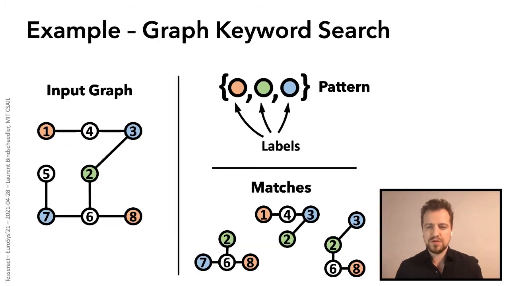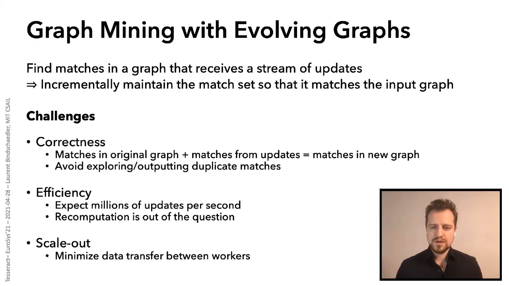So here's an example of a graph mining application called graph keyword search. Our goal here is to find all minimal subgraphs connecting a set of labels of interest that are attached to the vertices of the graph. Here we represent the labels using colors. So in this example, you can see on the bottom right that there are 3 matches for the particular pattern in the graph. Generally, graph mining algorithms and systems concern themselves with static graphs.